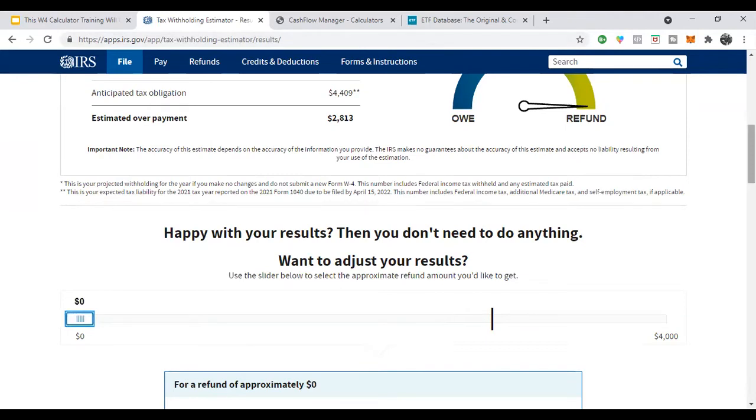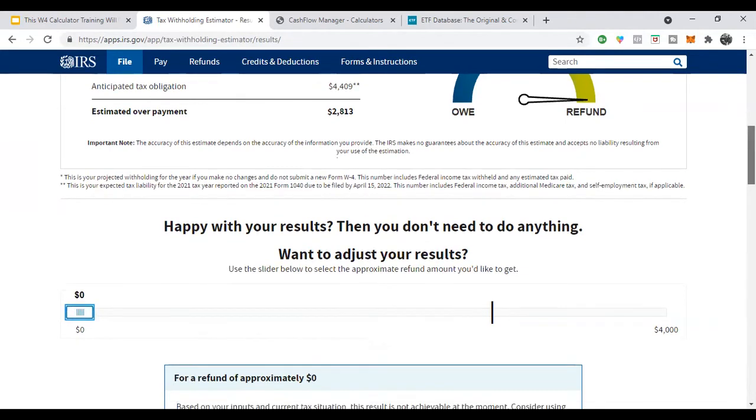That means you will not get a refund. Keep in mind, this is the refund that we're talking about. You can get it throughout the year. You can get it during tax time as you typically would, or you can split it up.